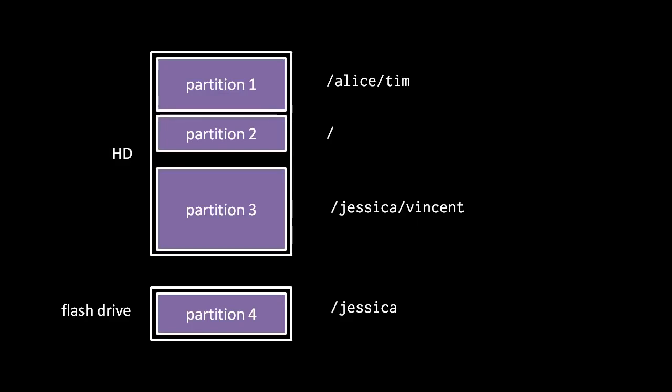In any case, continuing here, if we wish to mount partition 3 to /Jessica/Vincent, well, first there must be a directory there, so inside partition 4, inside its root directory, which is now mounted at /Jessica, we create a directory named Vincent, and then we can mount partition 3 there. Finally, to mount partition 1 at /alice/tim, well then in partition 2 we're going to have to create a directory alice, and then inside that a directory tim, and then we can mount partition 1 there.